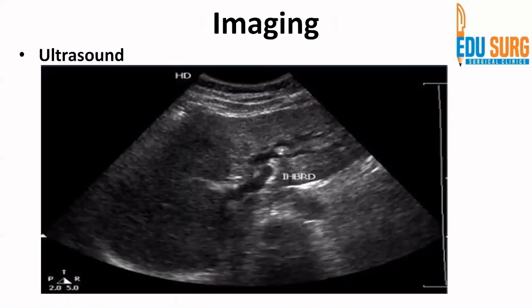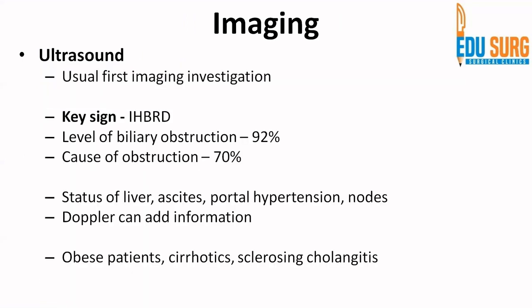After that, we come to imaging, right, which is the next part. And ultrasound classically shows this type of picture, which is dilated intrahepatic biliary radicals. And this is a classical picture that is seen in obstructive jaundice. Okay. So the usual first imaging investigation in a case of obstructive jaundice after the blood test is an ultrasound. As I've already mentioned, the key sign is IHBR dilatation, and it can give you the level of biliary obstruction in 90% of the cases and the cause of obstruction in 70% of the cases.